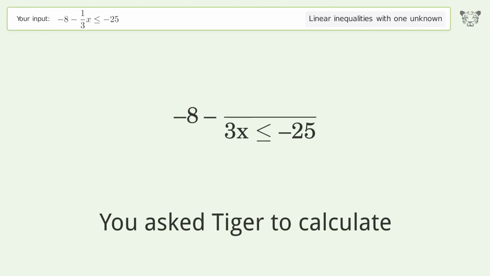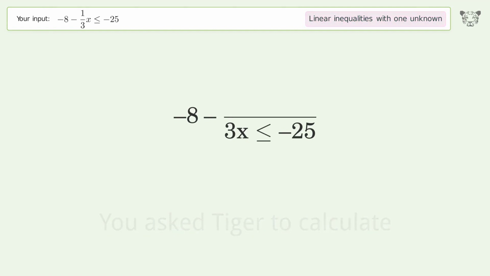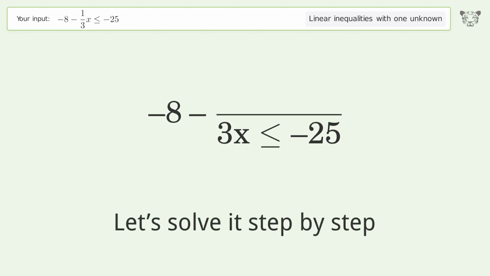You ask Tiger to calculate. This deals with linear inequalities with one unknown. The final result is x equal or greater than 51. Let's solve it step by step.